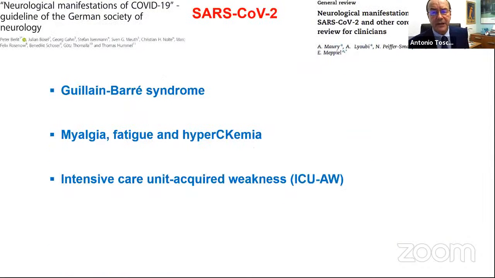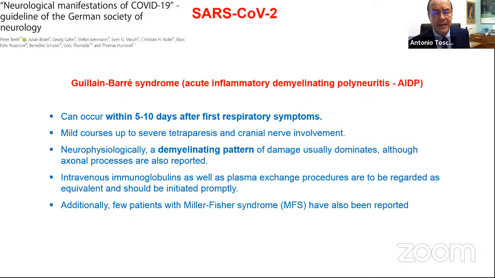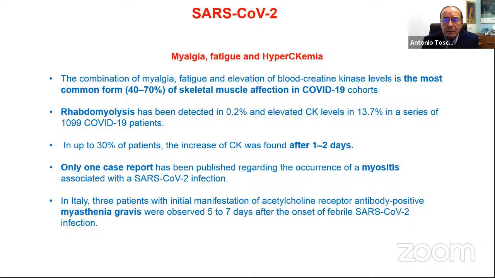SARS-CoV-2. And this is a very new literature, and the main topics are Guillain-Barré syndrome, myalgia, fatigue, and hyperCKemia, and again, ICU acquired weakness. Guillain-Barré can occur after 5-10 days following the respiratory symptoms. We can have a variability in the clinical aspects, mild courses or even severe tetraparesis with cranial nerve involvement. It is usually a neurophysiological demyelinating pattern, and intravenous immunoglobulins as well as plasma exchange are quite similar in effects, and they are really effective, but they have to be started timely.